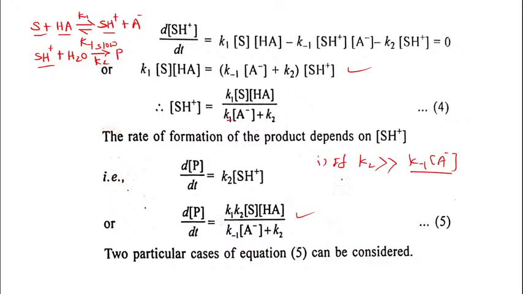So this equation can be written as rate of the formation of the product with respect to time, equal to rate of the formation of the intermediate with respect to time. It is equal to, now we can write this. See here, as K2 is very large, this is neglected. So we can write the equation now: K1 into K2 into concentration of the substrate into concentration of the acid HA divided by this K2. K minus 1 is neglected, so K2 gets cancelled here.